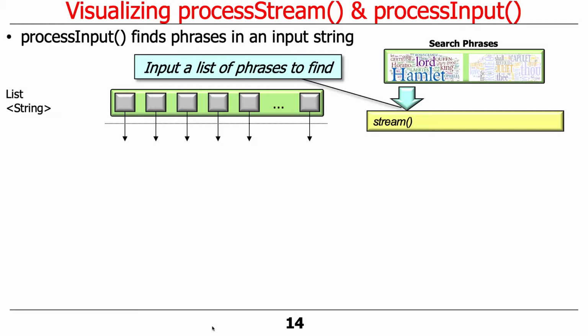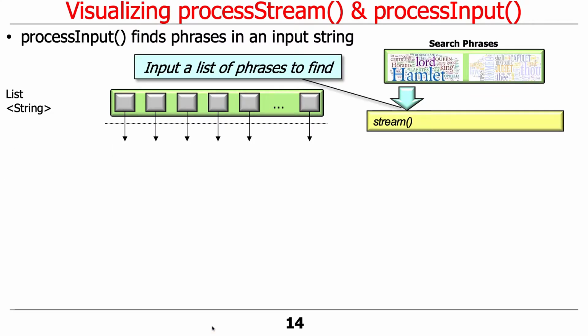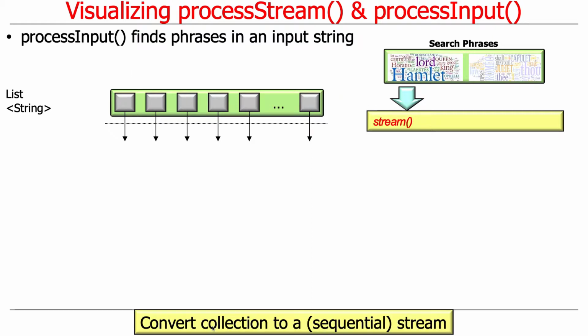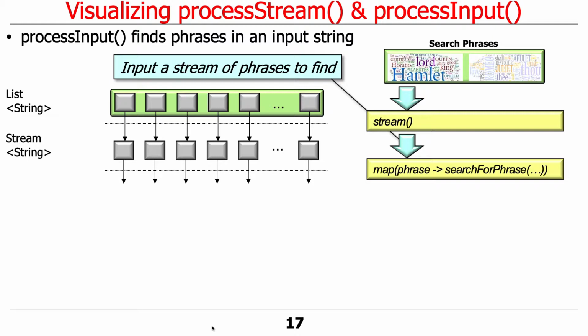Here's the processInput method. So we looked at processStream. Now let's take a look at processInput. So processInput creates a stream by taking a list of phrases, which are strings that we want to find, and it converts it into a stream of phrases. So we have a stream of phrases, a stream of strings. We then go ahead and input that into the map method.